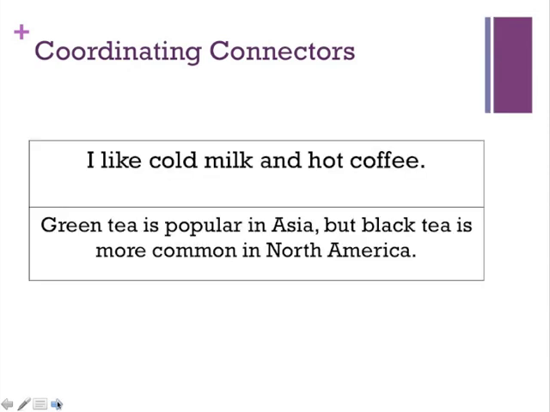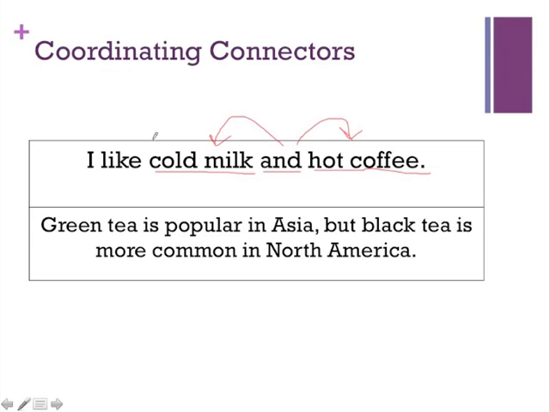So the question is, what do they connect? Well, coordinating connectors in general do two things. They can connect words to each other. So for example, notice the word and here begins the idea. The question is, what are we connecting? Well, we're connecting the idea of cold milk to the idea of hot coffee. So in a way, the word and is really helping connect the first idea to the next idea.